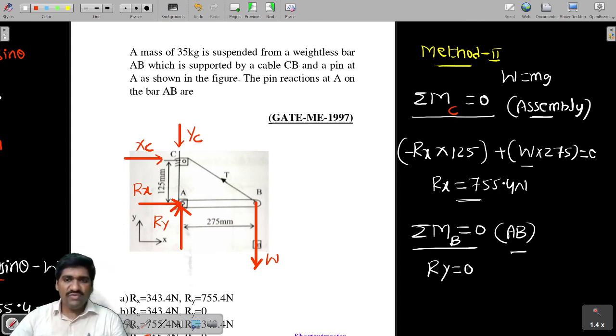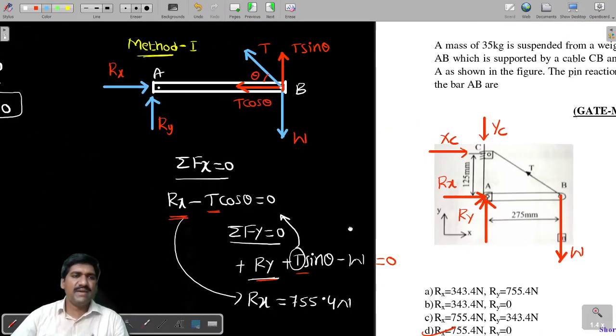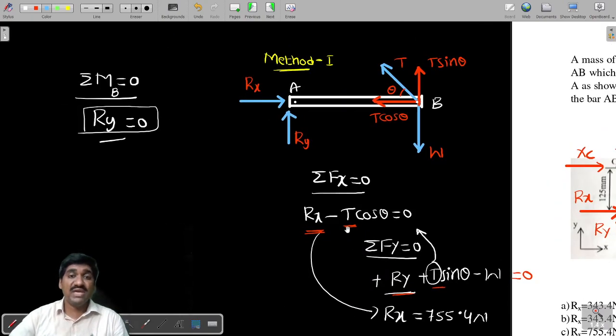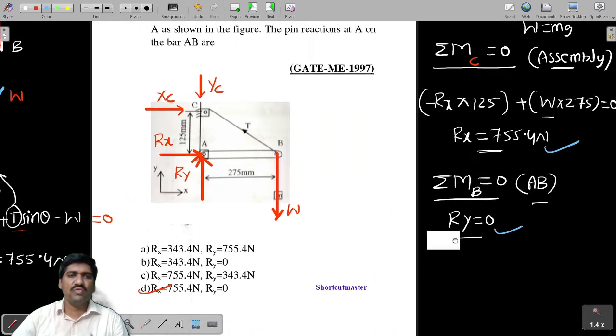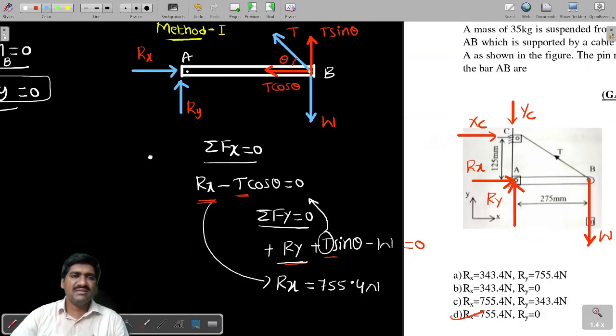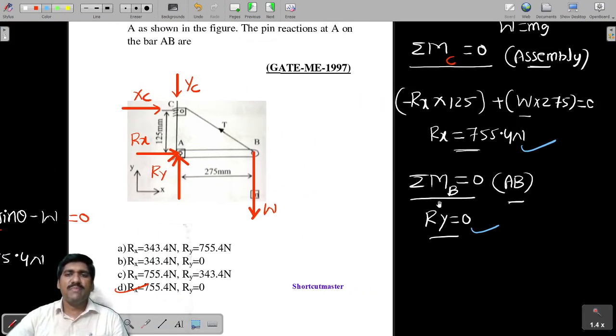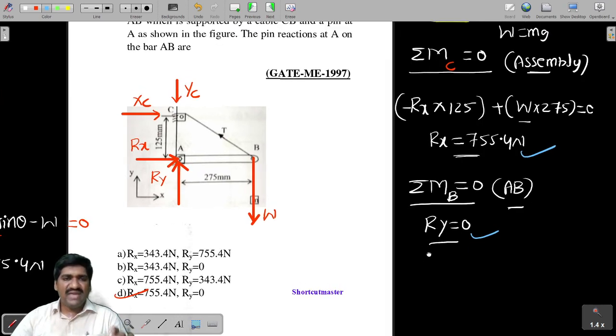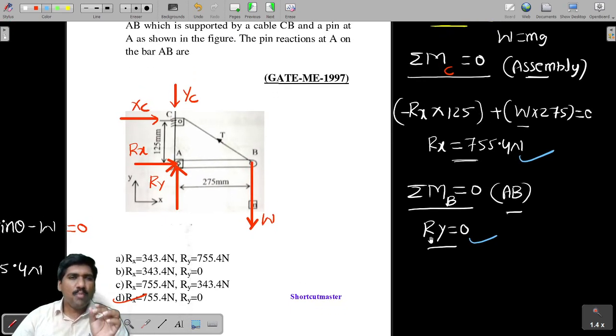Are you getting the same answers by applying only two equations of equilibrium? Yes. And here you are getting the same answer by applying three equations of equilibrium. The only difference is that here we are applying only one moment center, but there we are applying two moment centers. Therefore in the examination, try to apply more moment equations, which will definitely give the answer in fewer steps and in a short time.